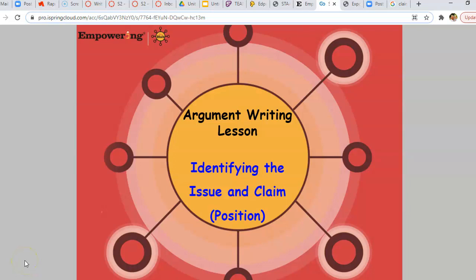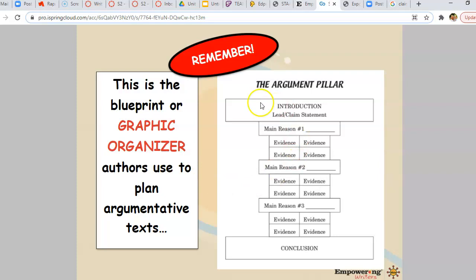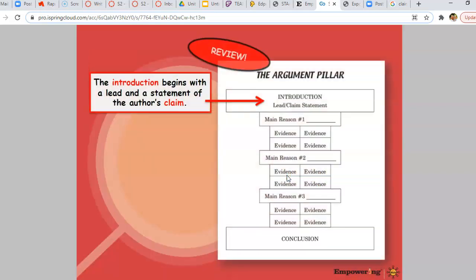All right, today we are going to complete a lesson on argumentative writing, and we need to make sure that we have all of our vocabulary and understanding in place before we get started. So today we're going to be talking about how to identify the issue and claim. So remember, this is our blueprint or graphic organizer. This is what you could use to plan your argumentative text, this argumentative pillar right here.